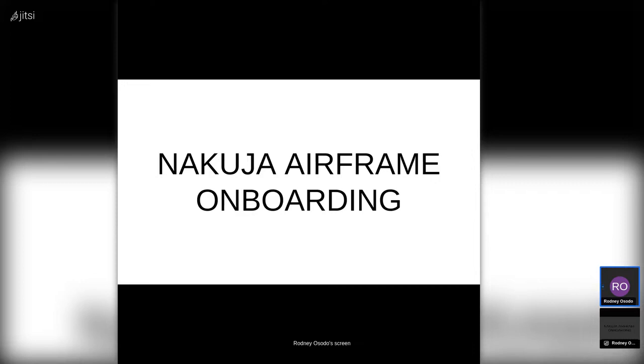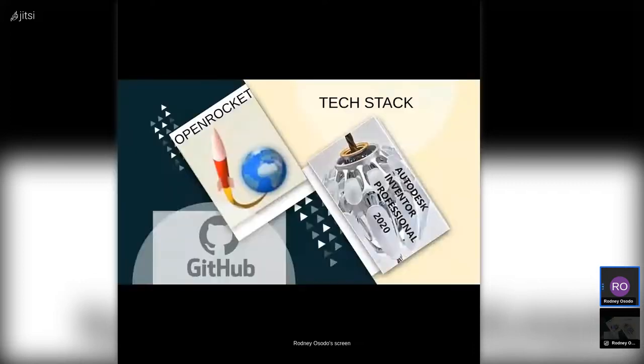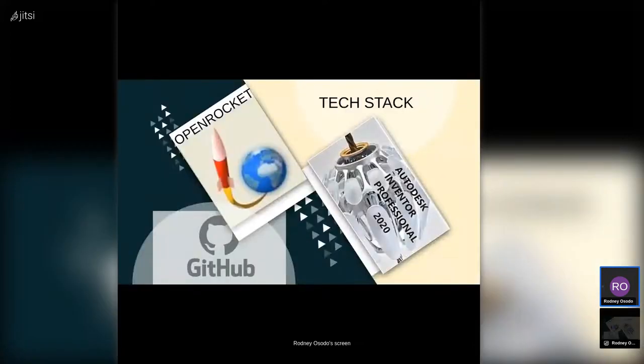This is the body, and how do we do it? So we have some software we use to build it. We usually use Autodesk Inventor. We'll update it to 2022 and Fusion. This will be used to build the mechanical structure. We have OpenRocket and we have GitHub.